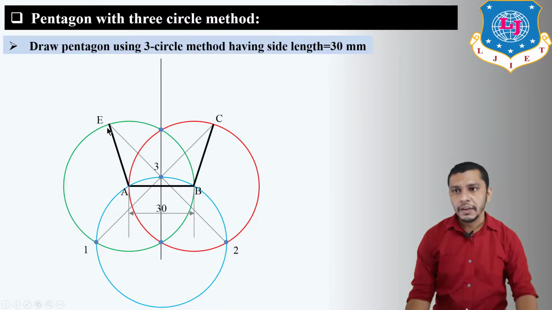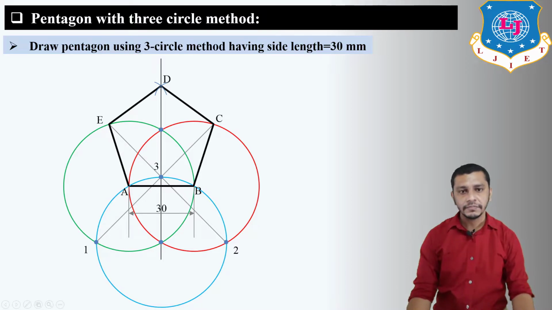After drawing the lines A to E and B to C, measure 30 mm on the ruler and give an arc from point C and from point B. You will get the intersection point over here. Mark this point as D and connect D to E and C. We will get the pentagon with the 3 circle method. Now let's move on to the next.